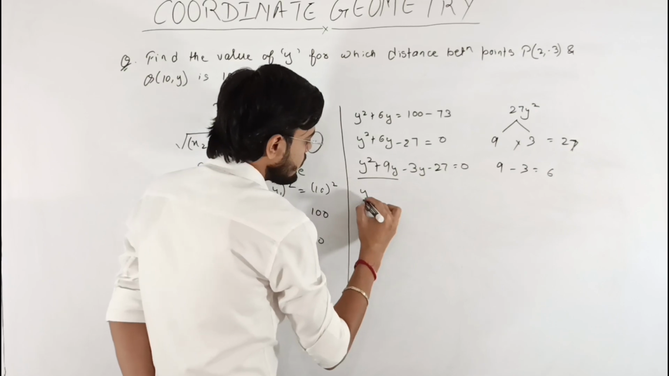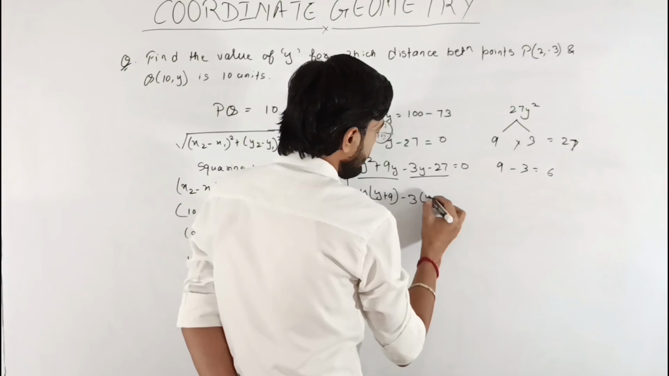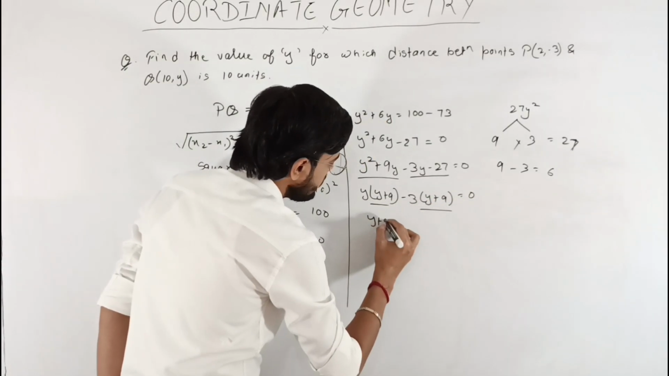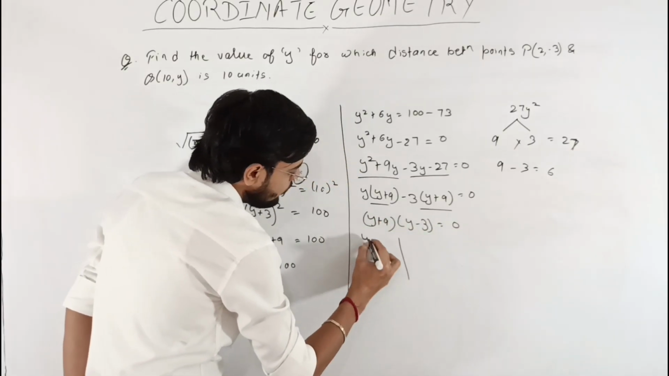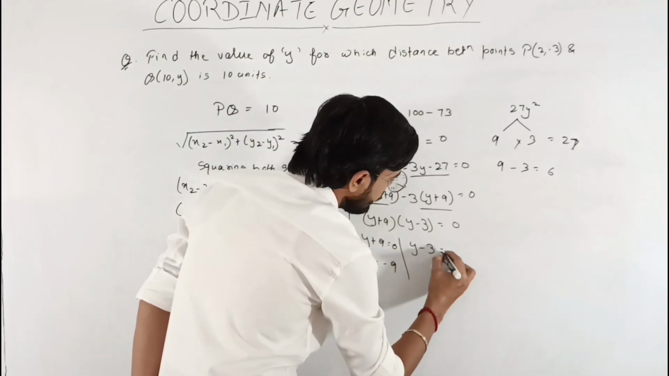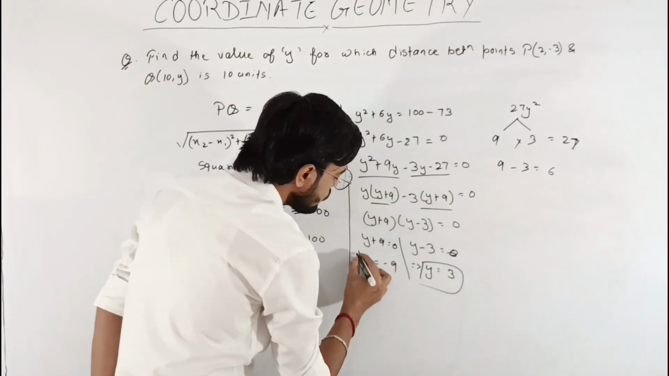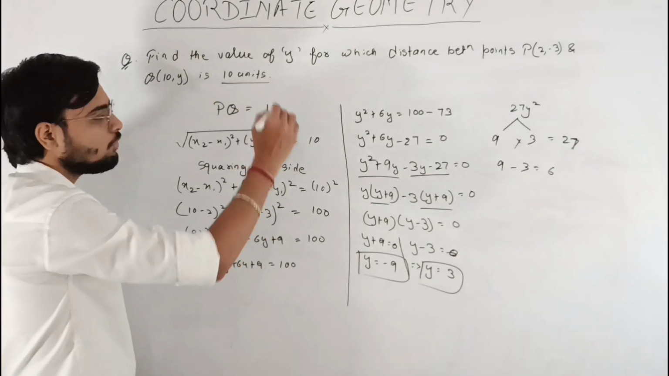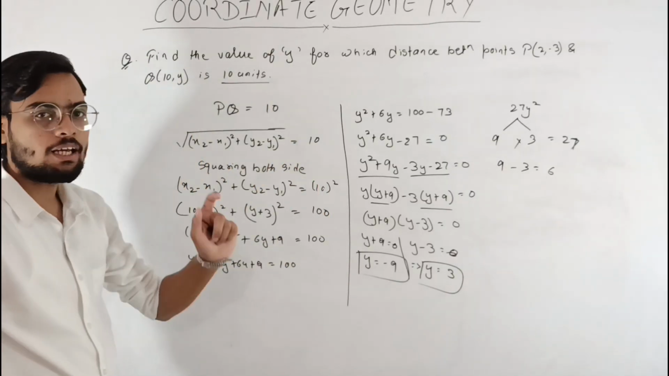So from these two, y is common, then we have left y plus 9, and from these two we have minus 3 as common, then we left y plus 9 is equal to 0. Now here y plus 9 is common, and here y minus 3 is left, equal to 0. Now we have two values of y. First, y plus 9 is equal to 0, then y is minus 9, and second, y minus 3 is equal to 0, then y is 3. Okay, so we have two values. When y is equal to minus 9, then distance between these 2 points is 10 units, and when y is equal to 3, then again distance between these 2 points is 10 units.